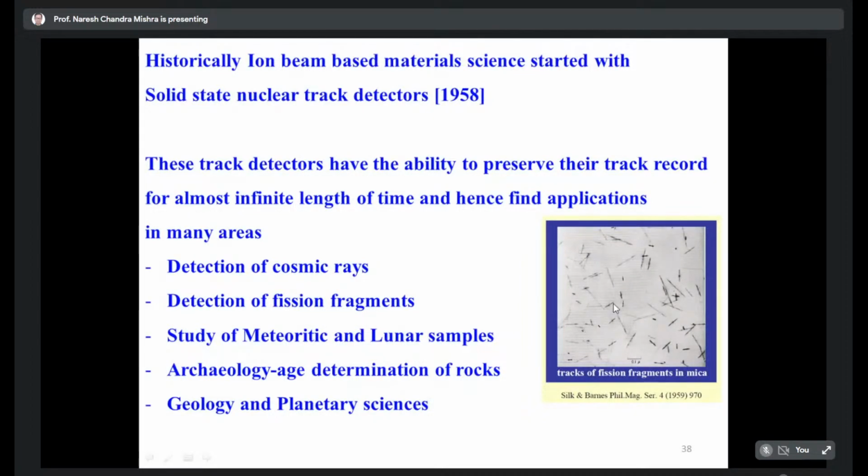Look at these tracks. These tracks have an almost infinitely long lifetime. Once they are created, they stay there permanently. And hence, they can be used to determine the age of the material, how long the material has been there, just by counting the number of tracks. And hence, lunar samples, meteorites, archaeological age determination, geology, planetary sciences use these nuclear tracks.